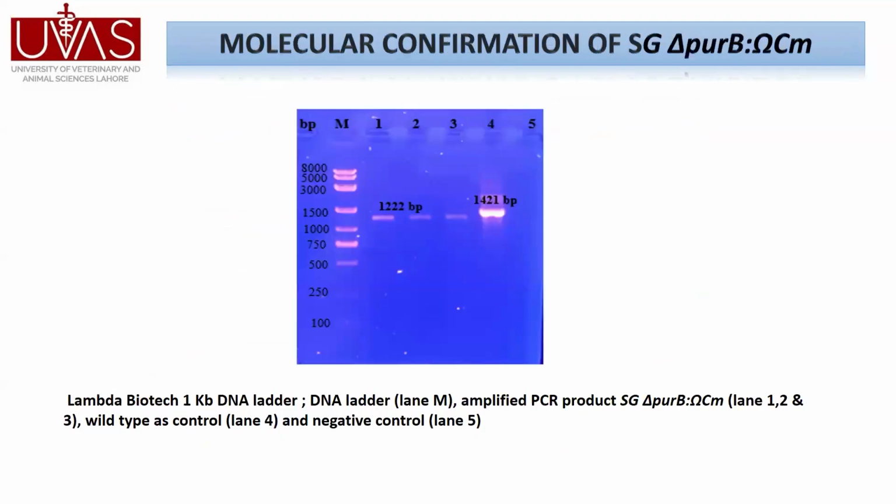So how did we know that we were successful? If you look, there is a 1421 base pair wild type gene. When this gene is replaced with a 900 base pair antibiotic cassette and some remnant genes, it becomes a 1222 base pair size. That was the first proof that the gene has been removed from that location.